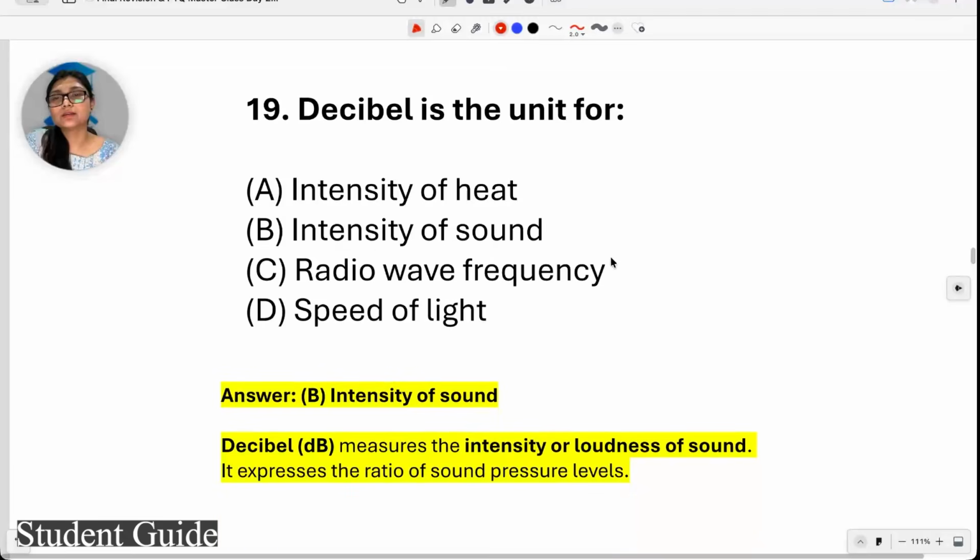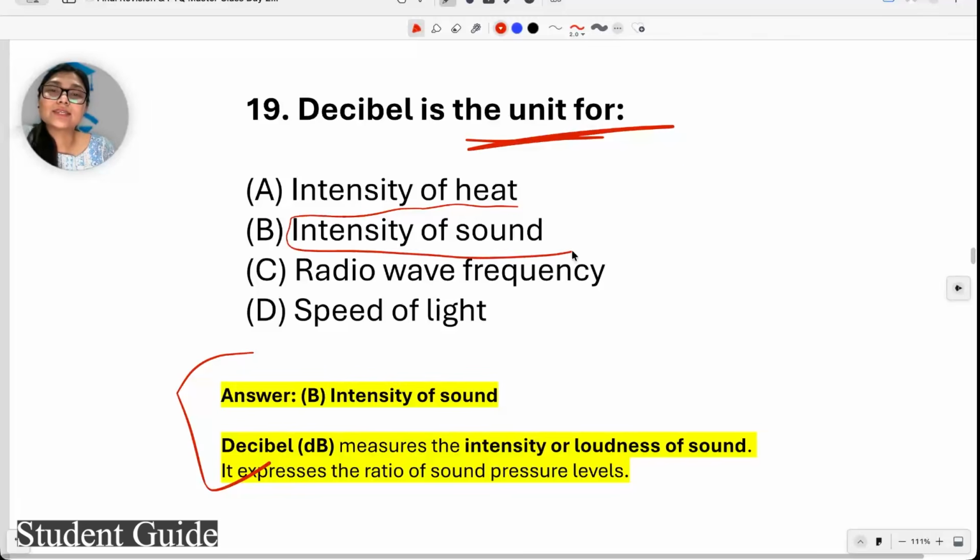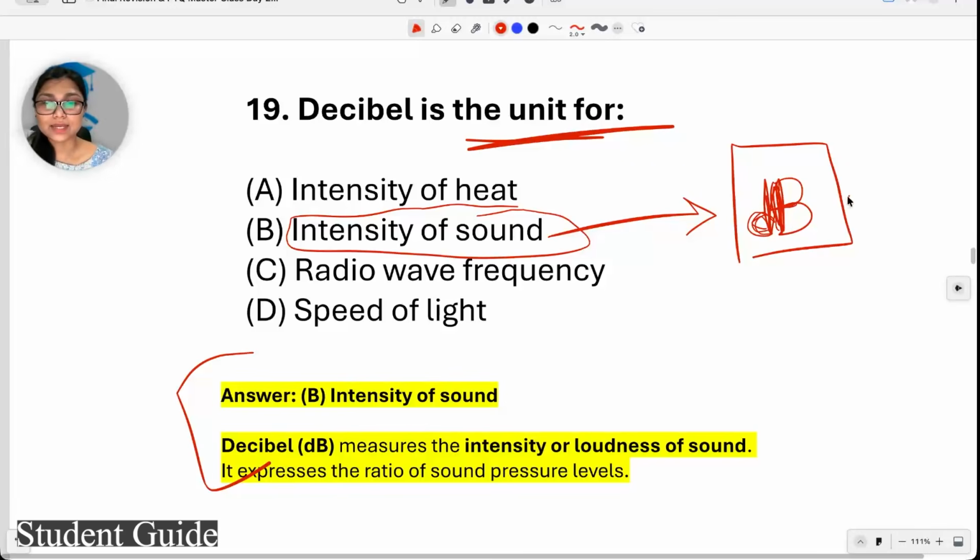Now question number 19. I have added the explanation part here only. No problem. All the questions are PYQs. This question is asking, decibel is the unit for what? So you already know that decibel is the unit for the intensity of sound. It means how intense the sound is. Okay, decibel is represented by a small d and capital B. Pen is not properly working, so I'm so sorry for that. Yeah, this is the sign for decibel, small d and capital B.